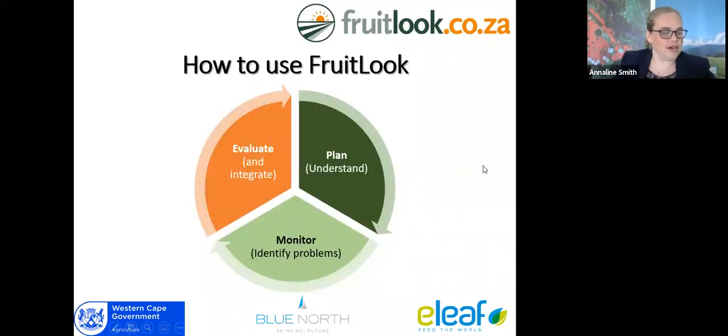Okay, let's look at how to use FruitLook. There are three big ways to use it, and they all kind of link to each other. So the first one is we need to understand what our data mean and how to interpret it, and then how to use it. Then we take that information and integrate that into our plan for the season. Then as the season progresses, we can use FruitLook, which gets updated on a weekly basis, to monitor our progress and our current growth, and to hopefully identify problems before they become too big.